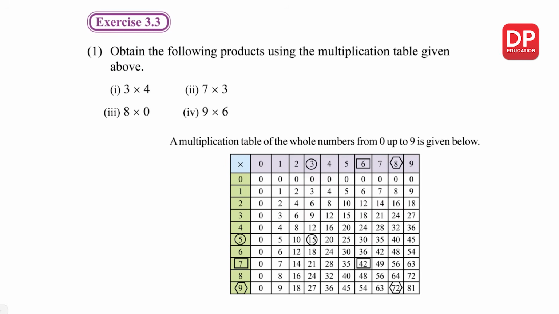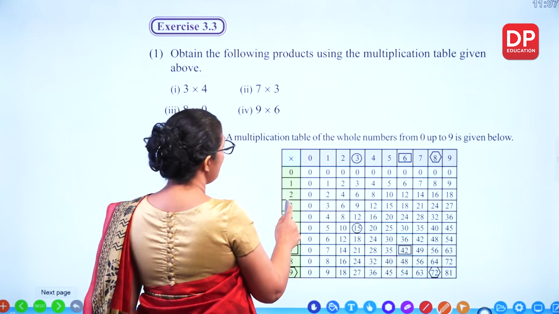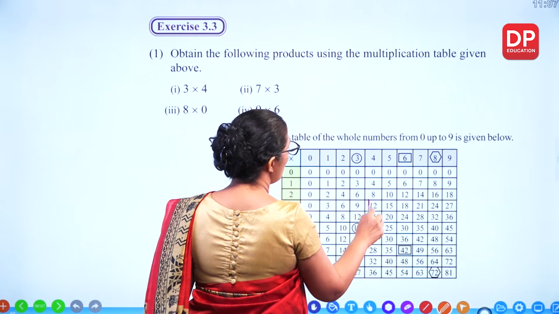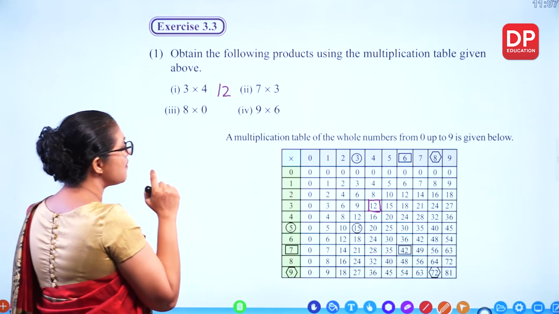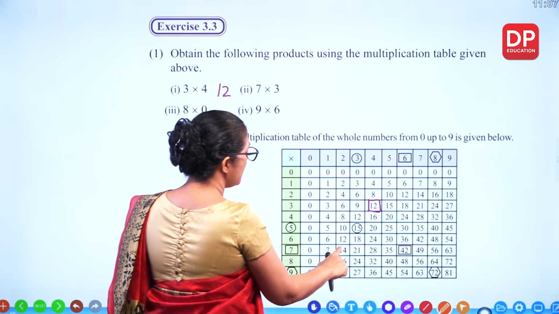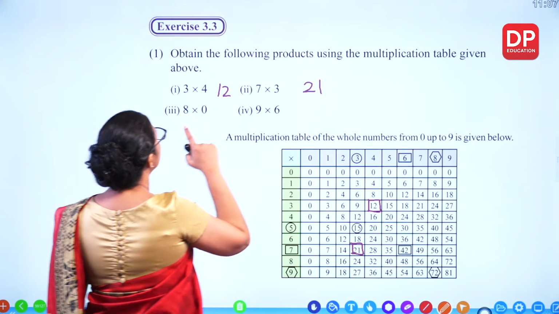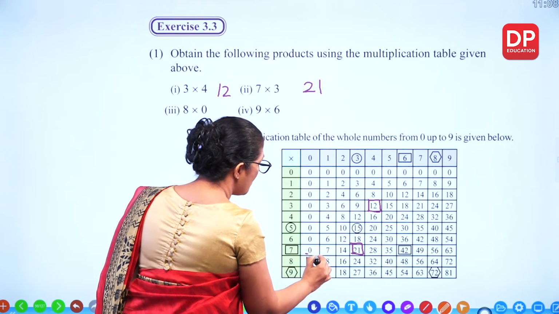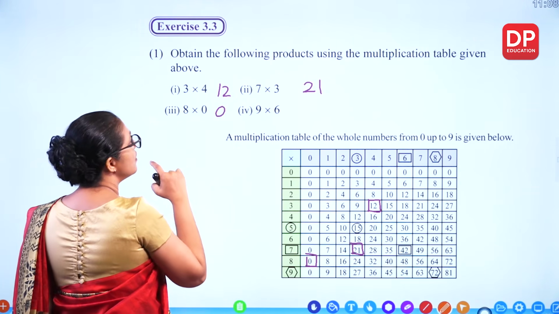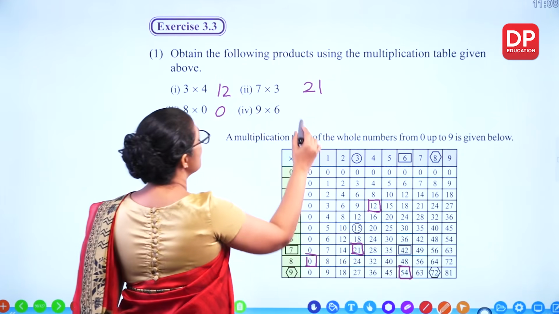Exercise 3.3. Obtain the following products using the multiplication table given above. 3 times 4. So that means 3 into 4. That's 12. 7 times 3, 21. 8 times 0, you get 0. 9 times 6, that's this number, 54.